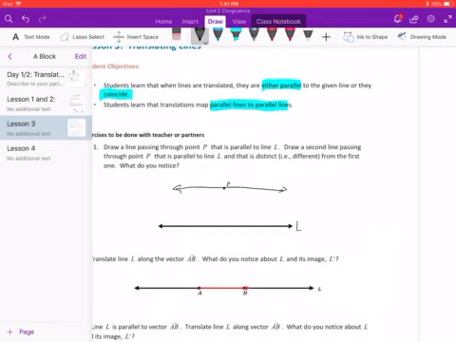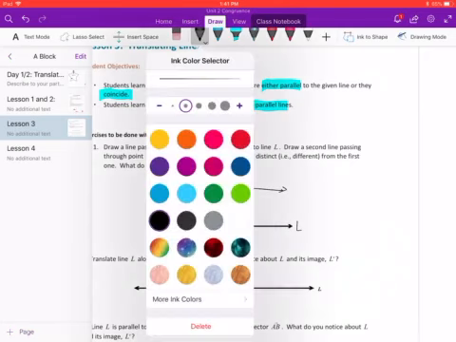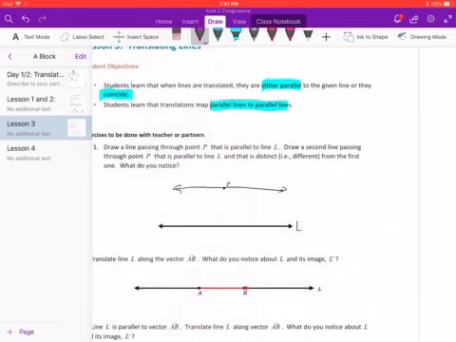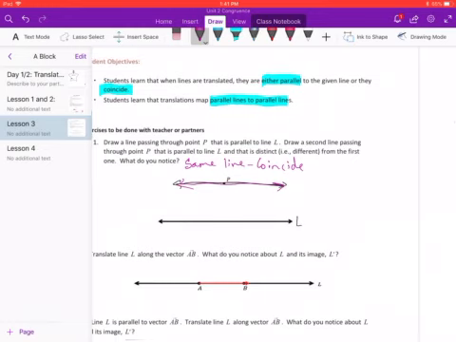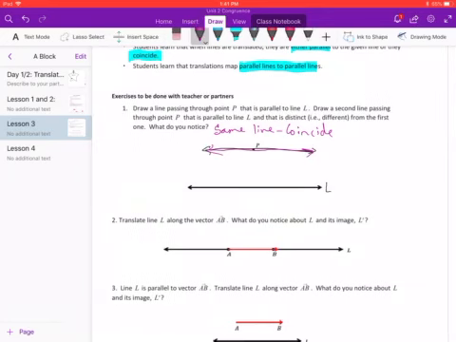That's line L. Draw a second line passing through point P that is parallel to L. So I'm going to use a different color, this purple. If I draw another line through point P that is parallel, what do I notice? Well, they're the same line. They coincide, right? I can't draw two different lines that pass through point P that are parallel to L. That is kind of crazy. And that's what we learn about translations. If I translate this line L through point P, I can only do it once. I can't do multiple translations. It's going to be the same line.